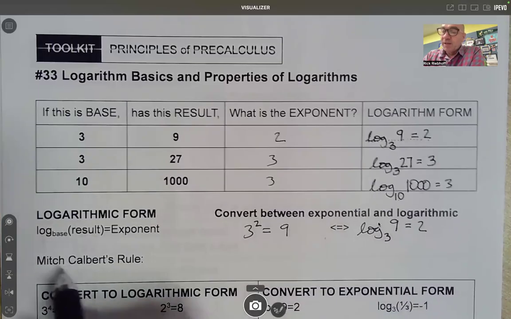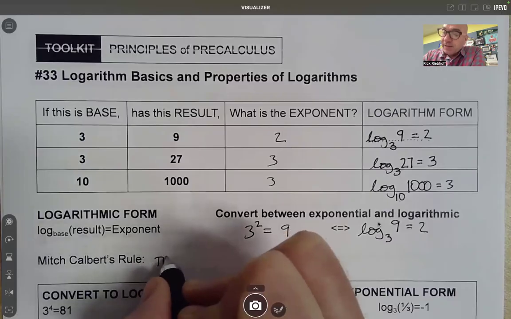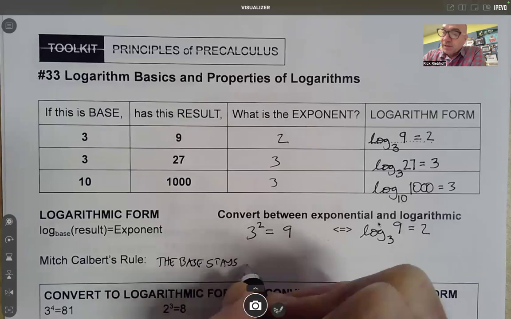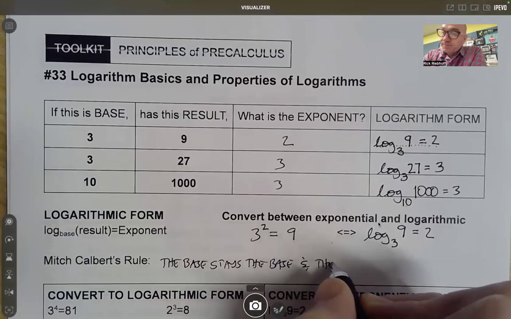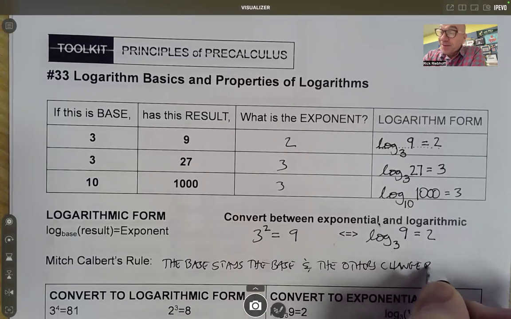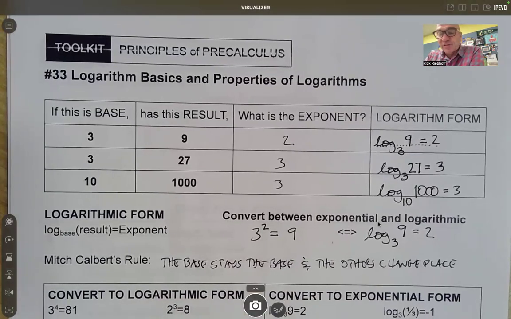Mitch Calvert's rule. If you look outside my classroom, it's like the Calvert quad. He came to me, he's like, yo, Mr. Rebuff, I got this thing. And he said this: the base stays the base, and the others change place. It rhymes. Mitch Calvert. I've used this ever since, and you're going to hear it and put that into your brain. The base stays the base and the rest change place, or the others change place. Up to you.